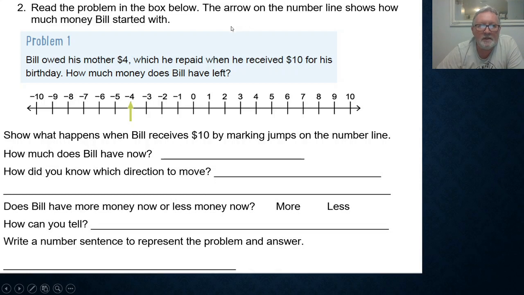The arrow on the number line shows how much money Bill started with. It says Bill owed his mother $4, hence it starts at -4. He repaid that when he received $10 for his birthday, so how much money does Bill now have left? What you need to do is show what happens when Bill receives $10 by marking jumps on the number line. Remember to start here, and he's increased his amount of money, so those jumps are going to be jumps to the right. Do that now, and then tell me how much money Bill has. Pause the video and see if you can complete answering those questions, and then we'll go through it one by one. Okay, pause now.